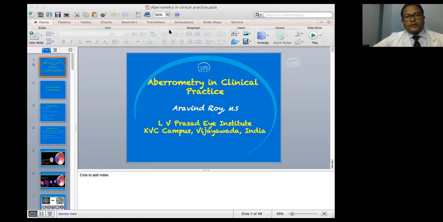So the Allegretto versus the Visx. I think the Visx platform integrates the aberrations. Allegretto, I'm not sure about that.